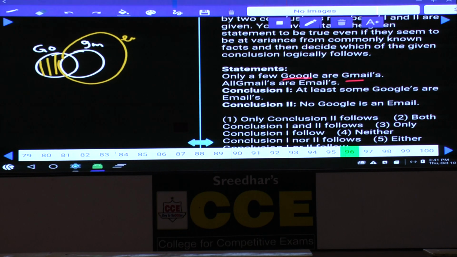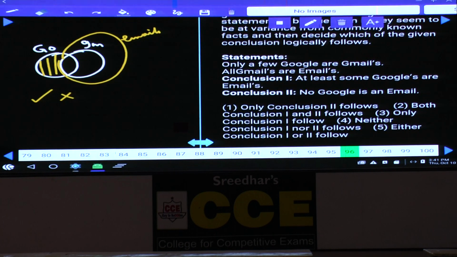All Gmails are emails. Then condition number 1: some Googles are emails, true or false? Yes, it is definitely true. No Google is an email, that is false, because some of the Googles are Gmails. Now if you observe here, both the conclusions are complementary pairs. Though we have complementary pairs, here we are not getting either or.